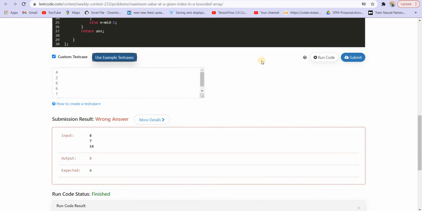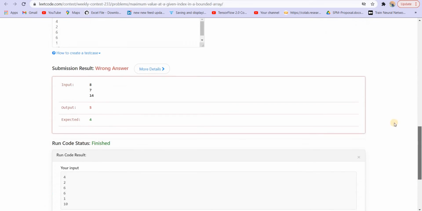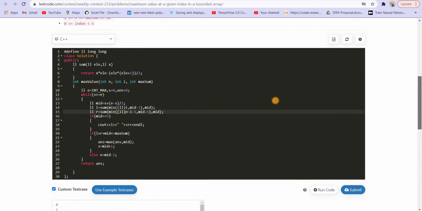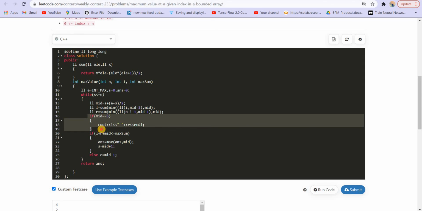Let me just run this again for all the test cases. It is giving me correct answer. Let us now try to submit this and hopefully it will get accepted. I should remove this condition. This was just for testing purposes.